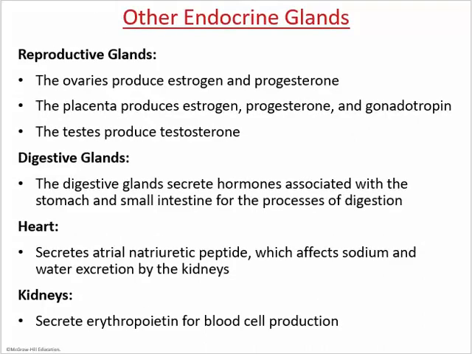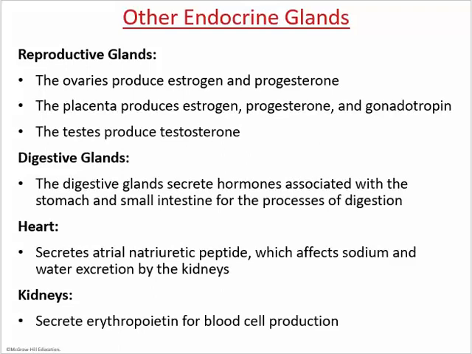The ovaries produce estrogen and progesterone. The testes produce testosterone. The placenta produces estrogen, progesterone, and gonadotropins, FSH and LH. So the reproductive organs are hugely important with those sex hormones. The digestive tract has hormones that regulate other parts of the digestive tract, the enteroendocrine cells. The heart secretes an important one called atrial natriuretic peptide.